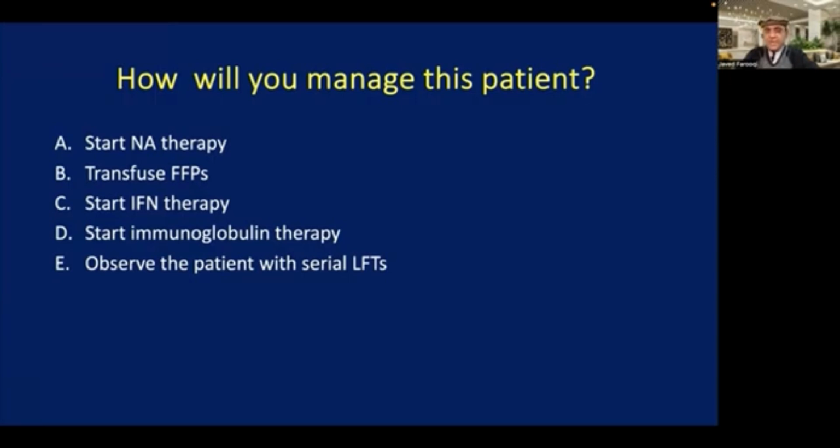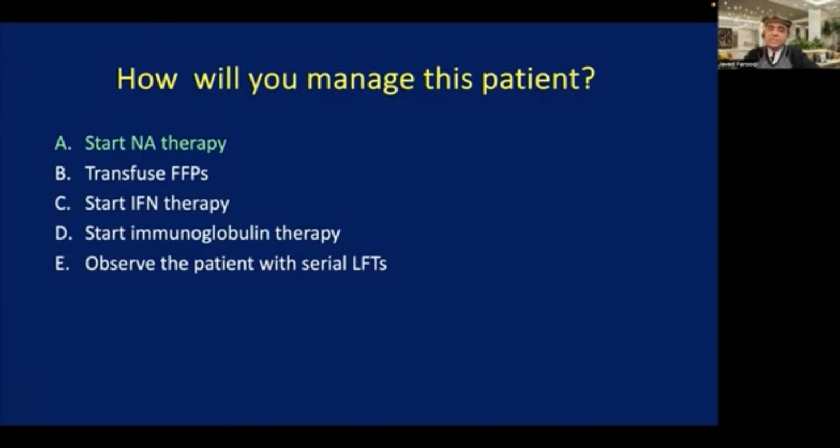So if you think you should start NA therapy, write down option A. If you want to transfuse FFPs, write down option B. If you think you should start interferon therapy, write down option C. If you want to start immunoglobulin therapy, write down option D. And if you want to observe the patient with serial LFTs, then write down option E. Okay?